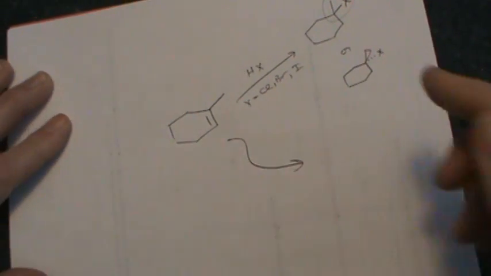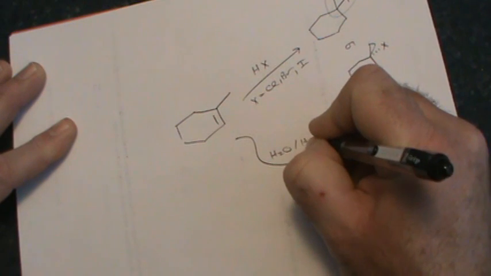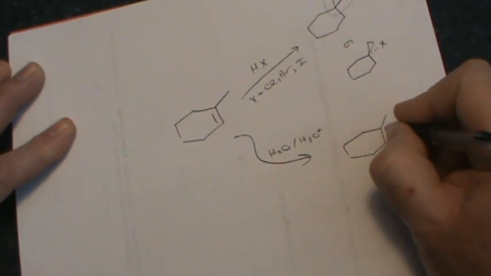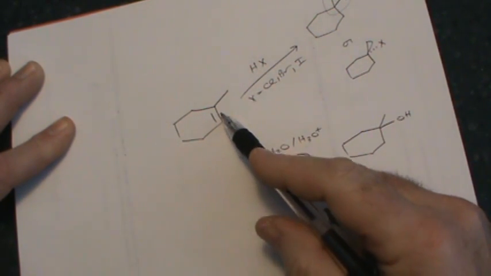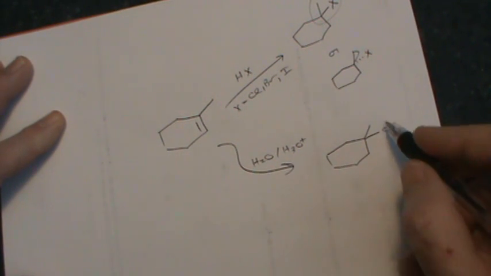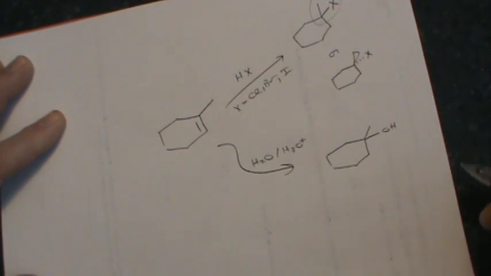All right, let's try hydration. Good old-fashioned acid-catalyzed hydration would give you the same sort of a result. In this case, we're adding hydrogen across the less substituted and OH across the more substituted to give us the alcohol. Again, you can show it like this, or you could show it like this, where instead of X you've got an OH. It's all good.